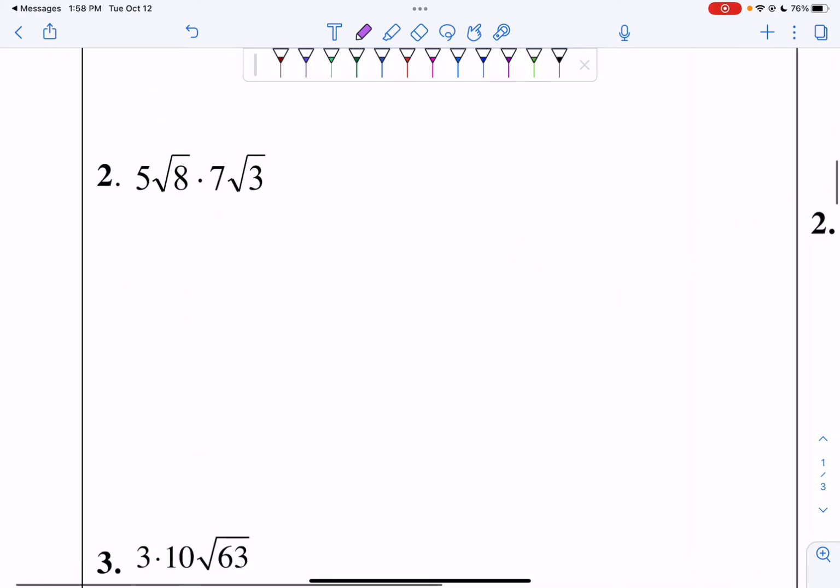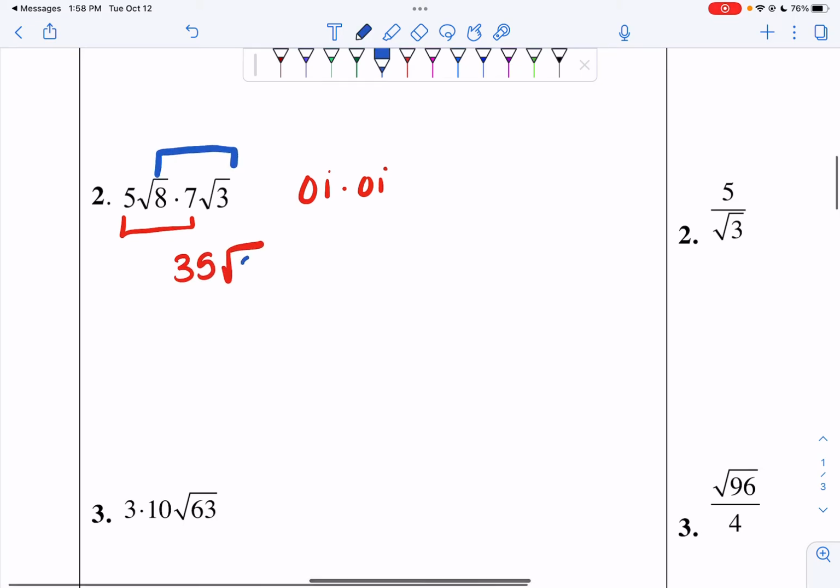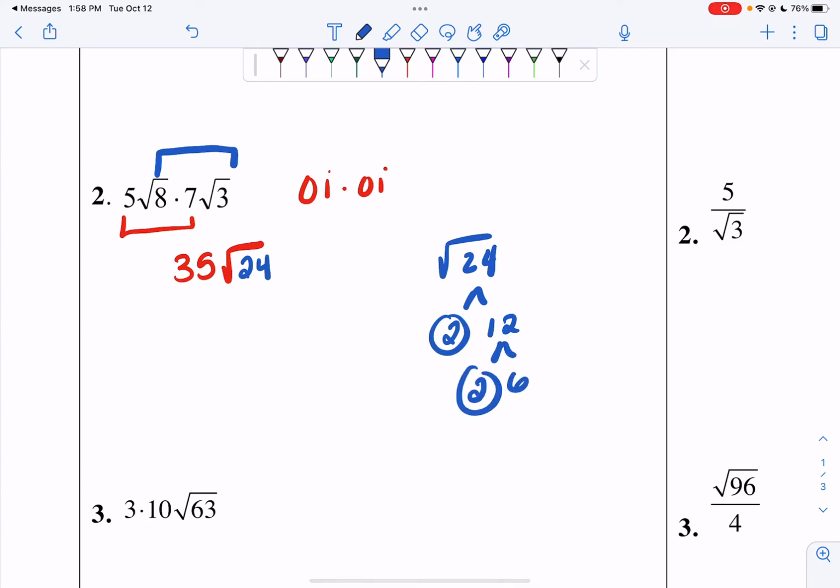And that's it. Now, let's do 5 radical 8 times 7 radical 3. The first thing I do is OI times OI. So I do 5 times 7, which is 35. And now I do 8 times 3, which is 24, so I have 35 radical 24. I need to break apart that radical 24 because I know it could be made simpler. So I ask myself, what makes 24? 2 and 12. Can't break apart a 2. What makes 12? 2 and 6. Can't break apart a 2. What makes 6? 2 and 3.